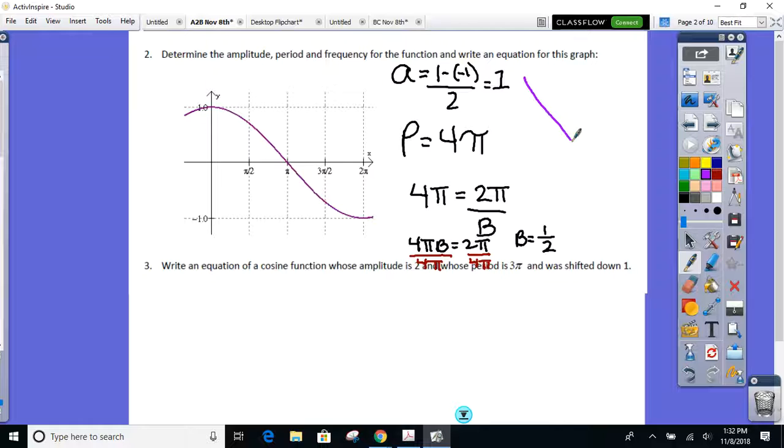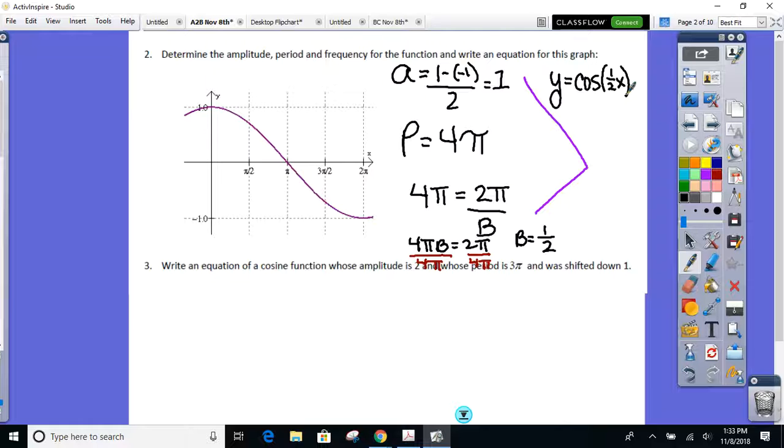Put the two together now, or three together. Actually, never mind. I'll talk about that at the end. Y equals, if you want to put the one there, makes you feel warm inside, go ahead, put the one there. One. Ooh, how'd you know it was a cosine curve? I didn't say that. Nice. Cosine, what's in parentheses here? 1/2 x. Ooh, I need to figure out what c value if there's a shift.